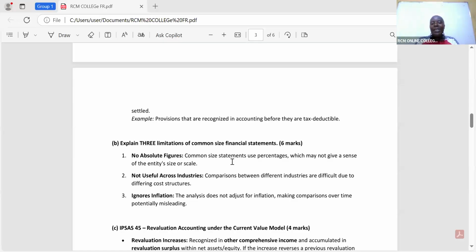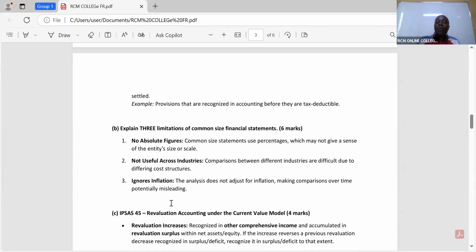So we are told here, no absolute figures. Common size statements use percentages, which may not give a sense of the entity's size or scale. You can't even compare this across industries. Comparisons between different industries are difficult due to different cost structures. And then, of course, they ignore inflation, because you are not putting in the amounts. The analysis does not adjust for inflation, making comparisons over time potentially misleading.